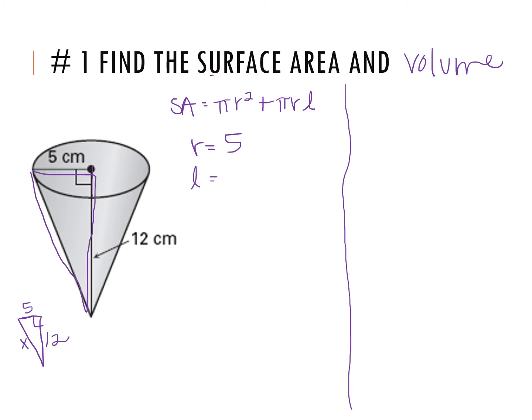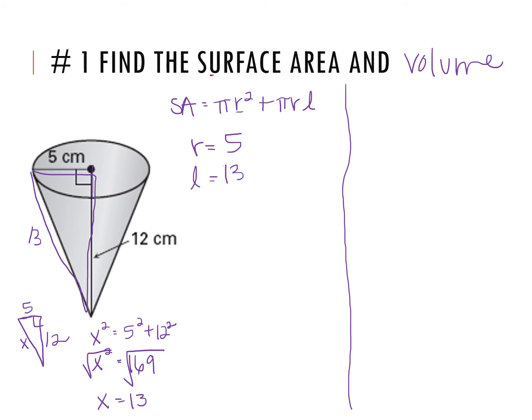Again, you can use the Pythagorean theorem. So x squared equals 5 squared plus 12 squared. x squared equals 169. If you type that into your calculator and square root both sides, x is going to give us an even 13. So the slant height, the L that we found, is going to be 13.